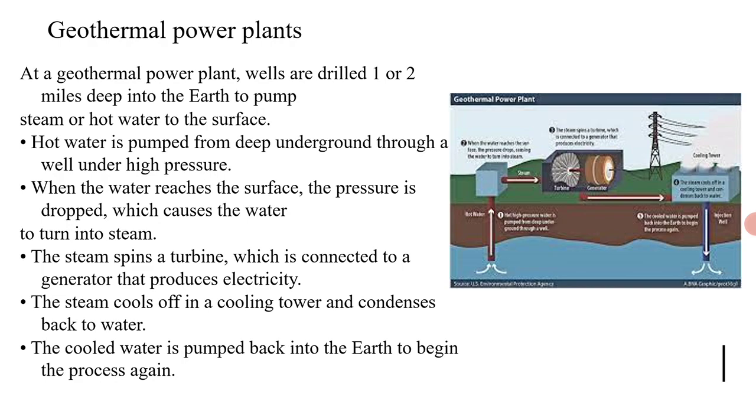So this is a continuous process where the hot water from the inside of the earth is dug up and sent to the upper surface, where it is converted into steam. The steam will turn the turbine, and the turbine will produce the mechanical energy. That means it converts the mechanical energy into electrical energy. Now the steam that is used will be condensed and again sent back to the earth's crust.